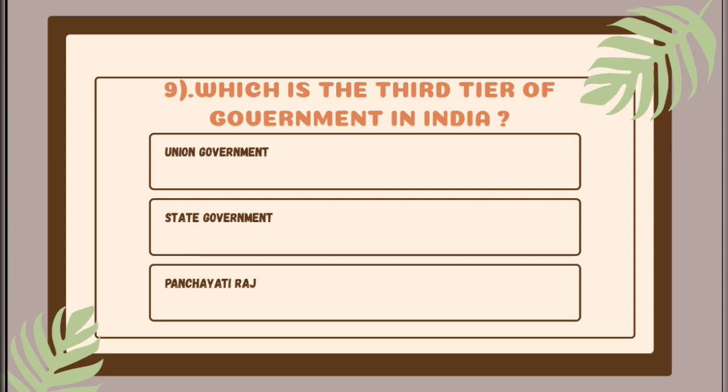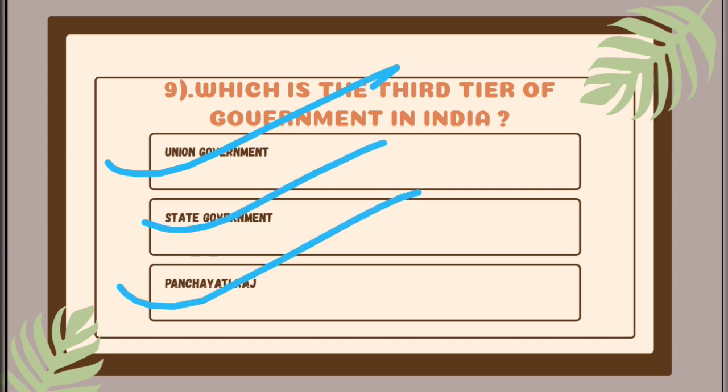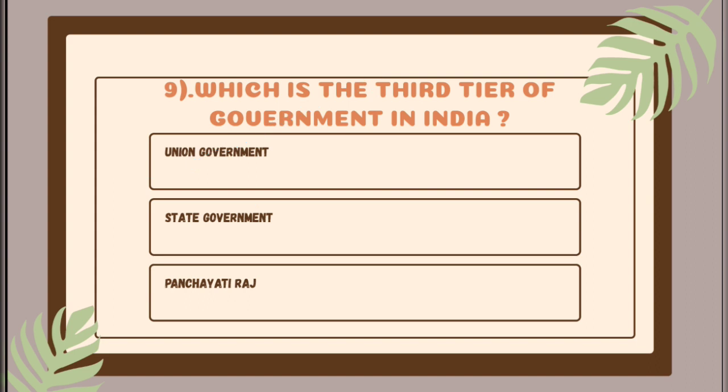Next question, question number 9. Which is the third tier of government in India? The options for question number 9 are: Option A, union government. Option B, state government. Option C, Panchayati Raj. Among these levels of government, which is known as the third tier of government in India?